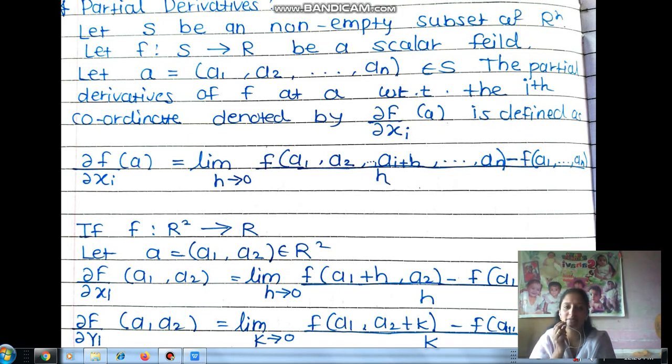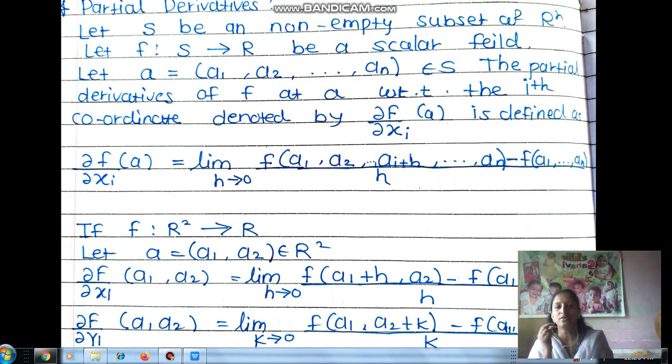Okay, partial derivative means what? We have to calculate the derivative with respect to every variable: dou f by dou x1, dou f by dou x2, dou f by dou x3, and so on up to dou f by dou xn. And how to calculate this? Limit h tends to 0 of f(a1, a2, up to ai plus h, up to an). Here we have to calculate the ith coordinate derivative, so in the ith coordinate we add h, minus f(a1, a2, up to an), upon h.